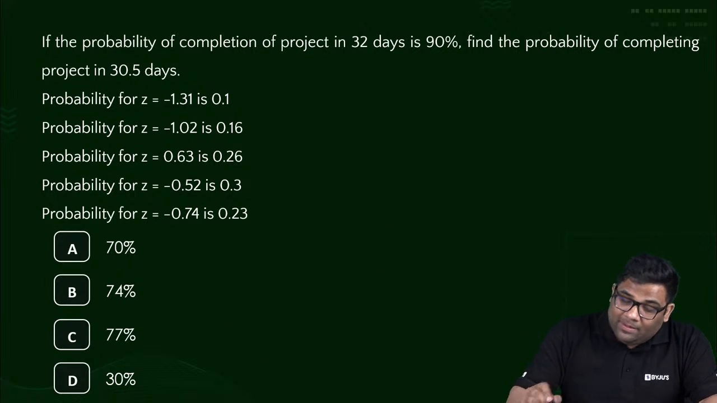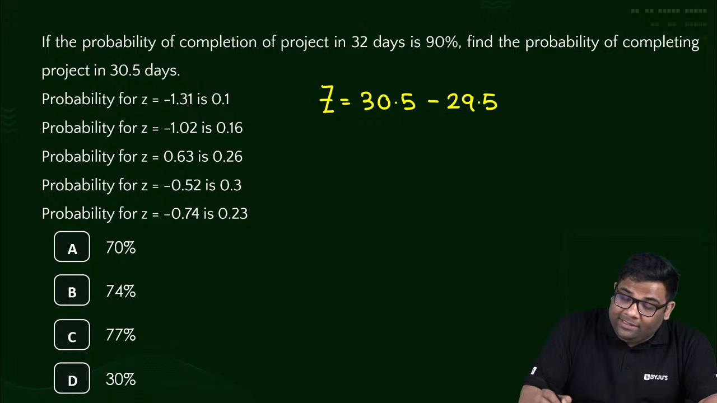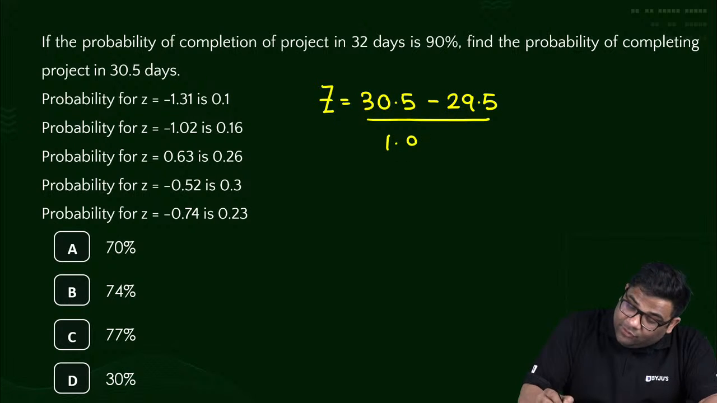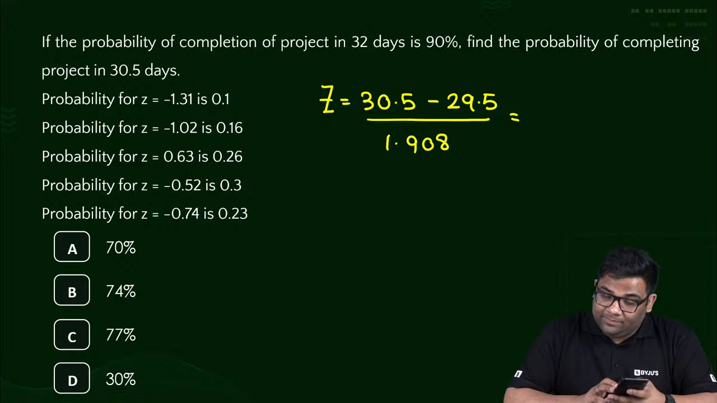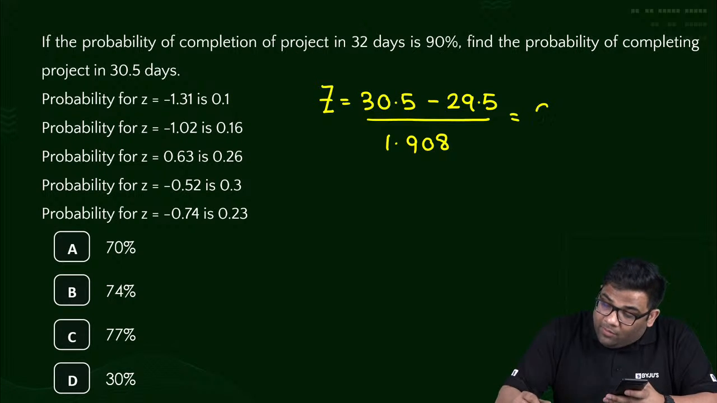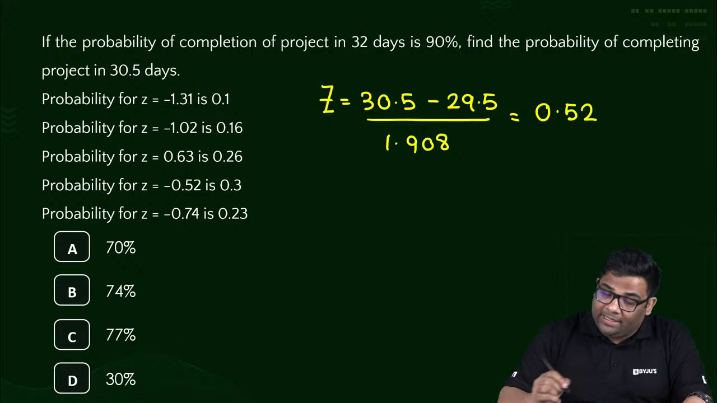the probability of completing within 30.5 days, what is the Z? It will be 30.5 minus 29.5, the TE, divided by sigma, which is 1.908. So the Z you are getting is 1 divided by 1.908. You are getting a value of approximately 0.52.